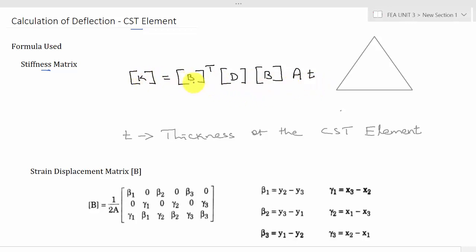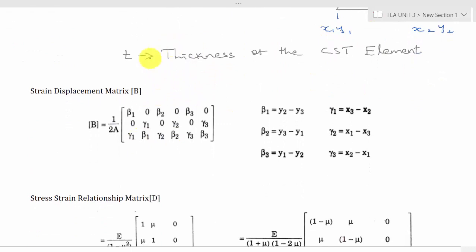So here B is the strain displacement matrix. So when you consider a CST element, this is one element and it has three nodes 1, 2 and 3. The coordinates are x1, y1, then x2, y2 and x3, y3. So here B is the strain displacement matrix and this is the equation for B. So here I have used beta and gamma. Also you can use Q and R. So either you can use alpha, beta, gamma or otherwise you can use P, Q, R.